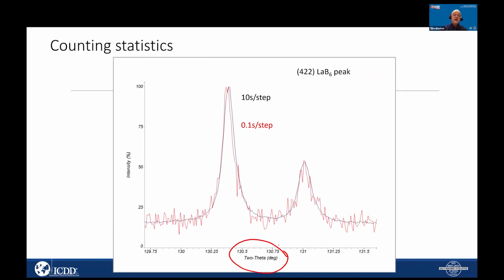And we can see with normalized intensity, a comparison of collecting with 0.1 second per step and collecting 10 seconds per step. The red pattern, 0.1 second per step, you'll get the indication here that it's a very noisy pattern because the counting statistics are low. When I count at 10 seconds per step, so now I'm really counting 100 times longer than the 0.1 second per step, the pattern, which is the black curve here, is very smooth.